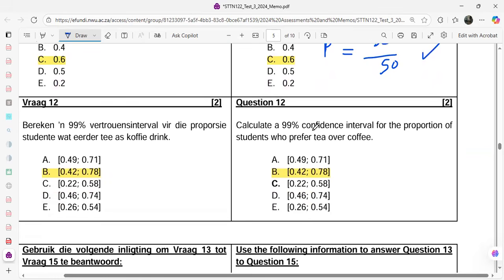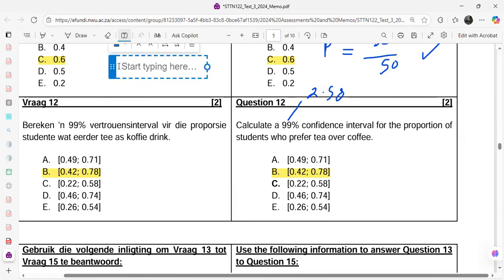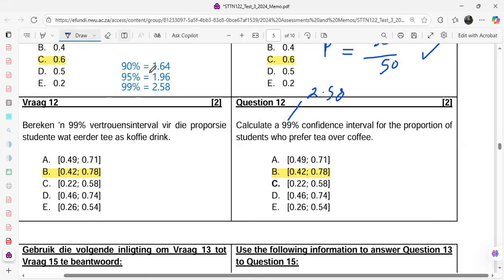Now let's look at the question again. Calculate the 99% confidence interval. Remember what I said? 99% confidence, what is the answer? 2.58. Let's write it here. If they say 90%, you use 1.64. If they say 95%, you use 1.96. If they say 99%, you use 2.58. In this case, they said 99%, so we're going to use 2.58.